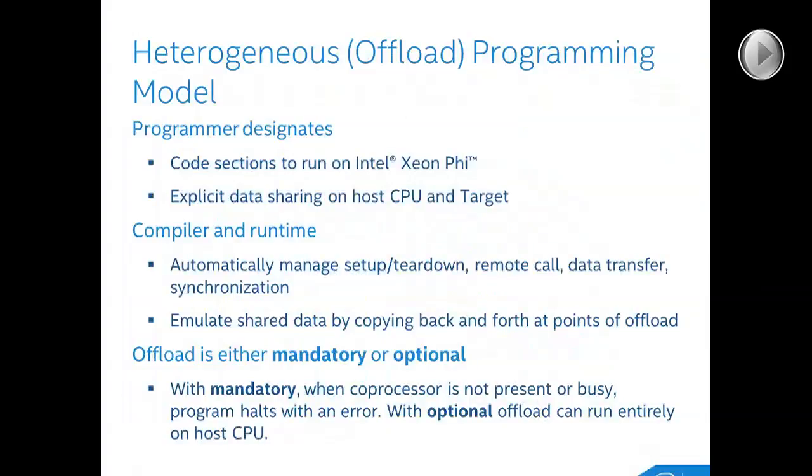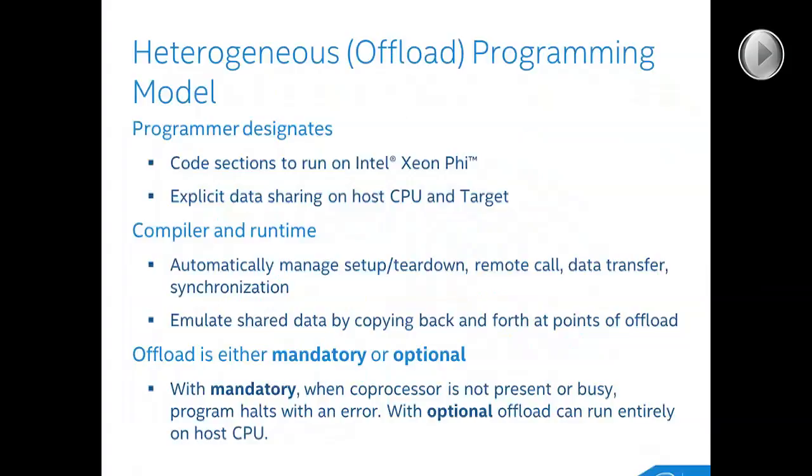So the offload programming model, sometimes referred to as the heterogeneous programming model, is one where the programmer would designate code sections that would run on the Xeon Phi coprocessor. This is an explicit data sharing model between the host CPU and the target, or the coprocessor. Now the compiler and the runtime are responsible for and automatically take care of managing the setup, the teardown, and the remote execution of the offloaded code, as well as any data transfers and synchronizations that are necessary or associated with that code.